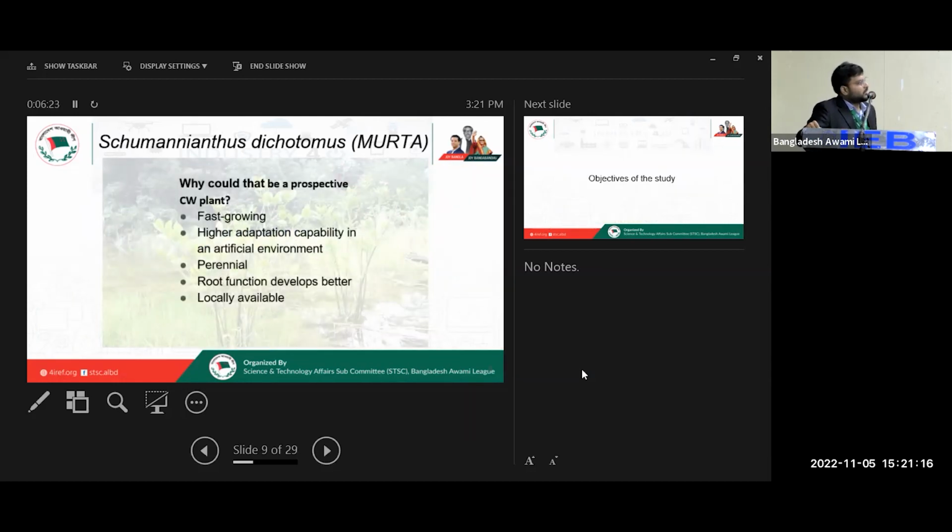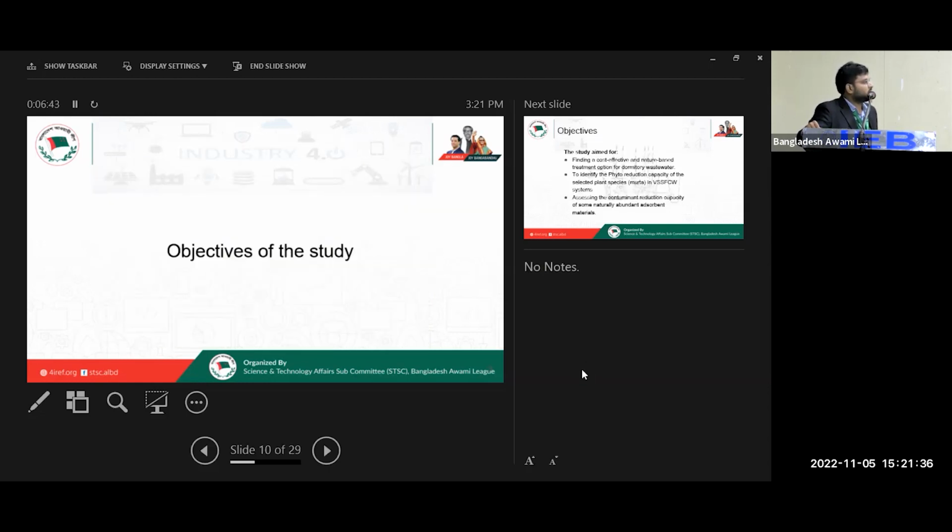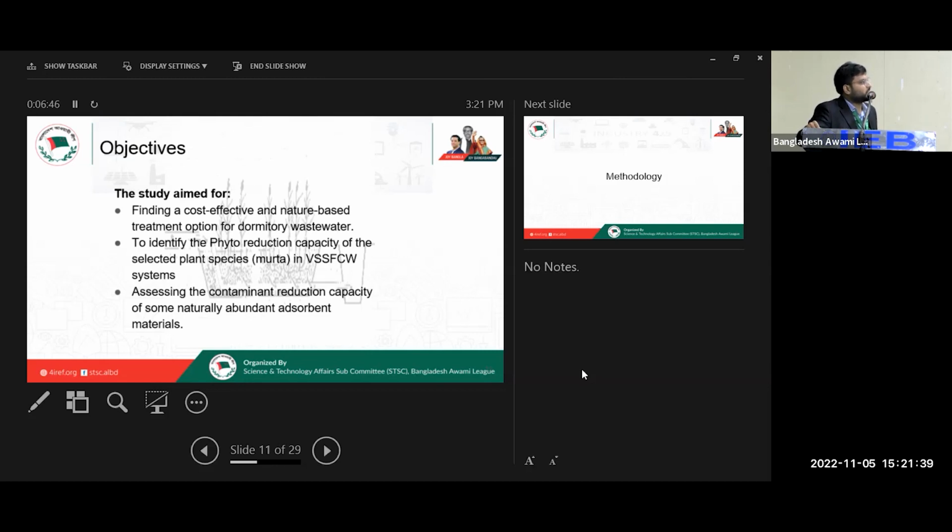Then I would share with you why it could be a potential constructed wetland plant. Because it's fast growing, it has higher adaptation capability in an artificial environment, it's perennial, root function develops better, and it's locally available. So the specific target of my study was finding a cost-effective and nature-based treatment option for the university's dormitory wastewater, to identify the phyto-reduction capability of the selected plant species, and assessing the contaminant reduction capacity of some naturally abundant adsorbent materials.